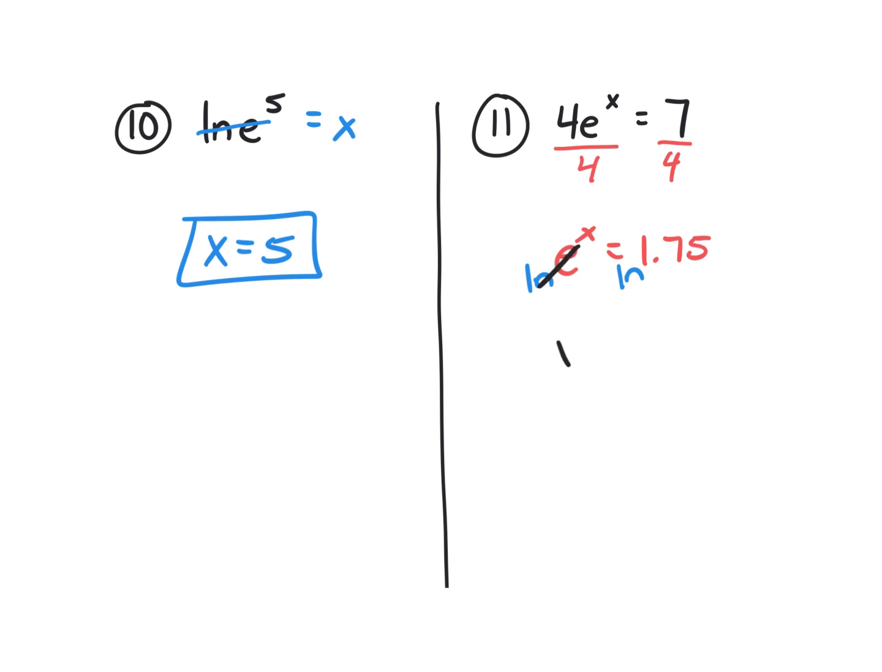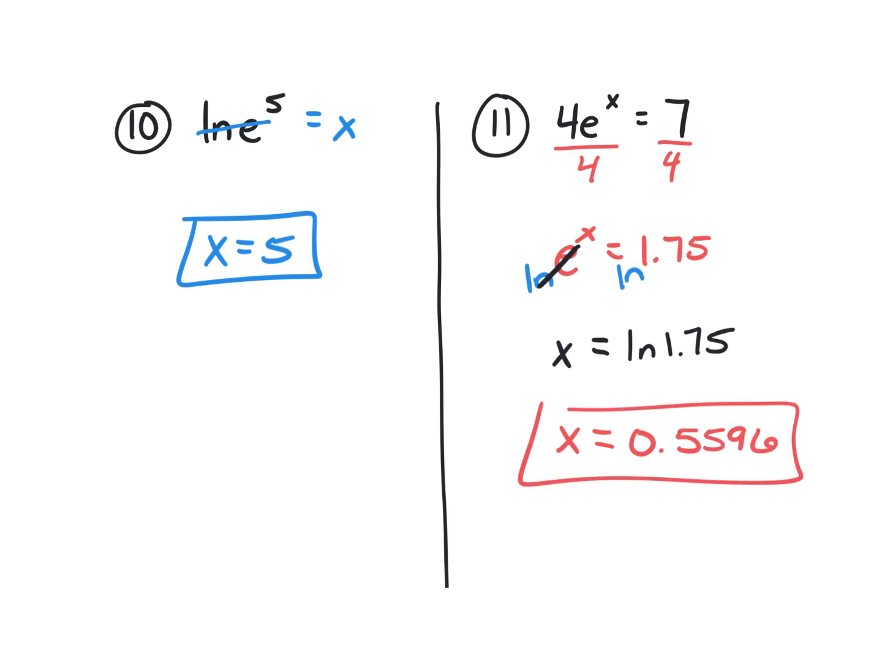Cancel, I'm left with x equals, what do I do for that right side? I have natural log of 1.75. What do I do with that? Yep, put it in your calculator. Type in natural log of 1.75. You should get what? 0.5596. Again, how many decimal places? 4. We want 4.